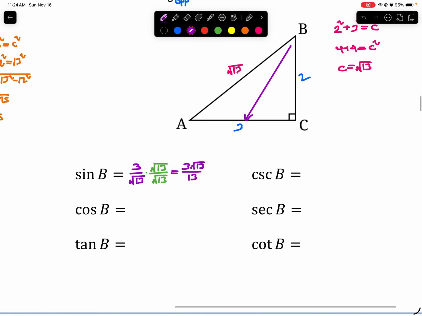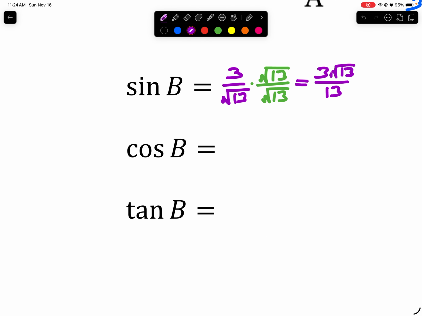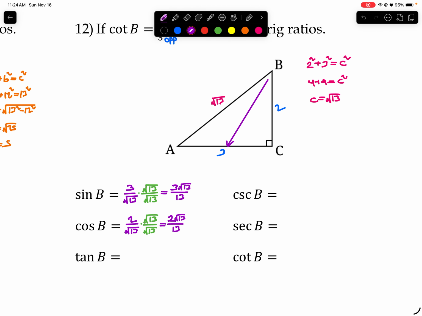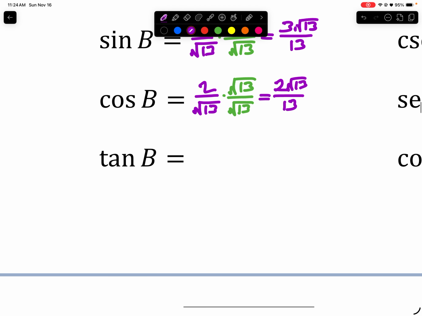So now cosine, that's going to be 2 over root 13. Once again, I need to rationalize, so multiply by root 13 over root 13. So this is going to give you 2 root 13 over 13, and I don't need to simplify any further. We're good to go. Tangent of B is going to be the opposite over the adjacent, so that's going to be 3/2.